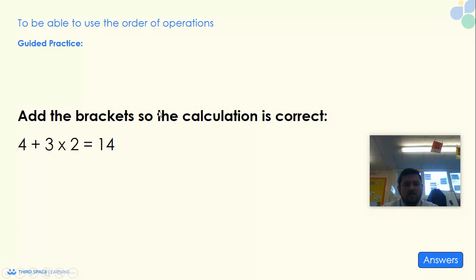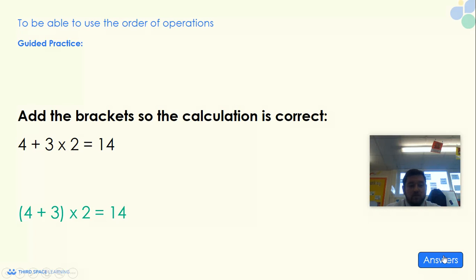So here's a question. We need to add brackets to this to make it make sense. 4 plus 3 times 2 is 14. Well, with BIDMAS, we do multiplication first. 3 times 2 is 6. Add 4 is 10. Well, that's not 14. So we need to add brackets to the 4 plus 3 to give us 7, and then multiply that by 2, which will give us an answer of 14.